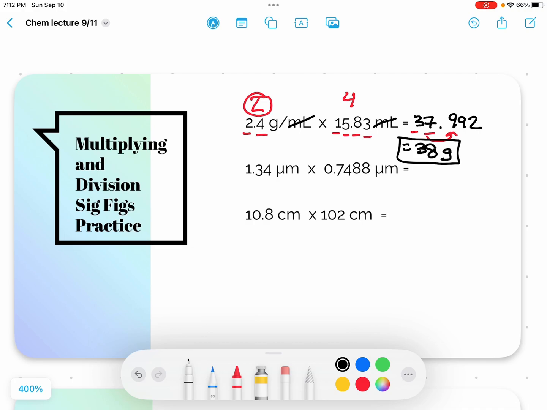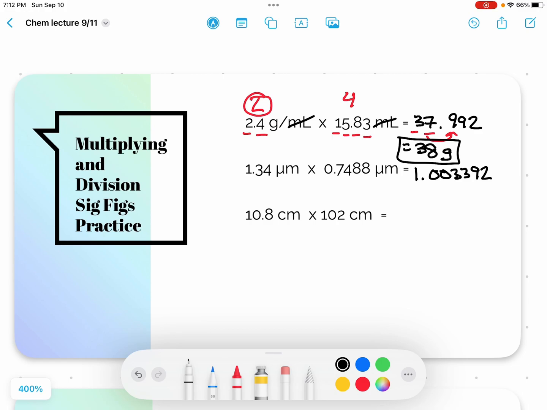Okay, next one, I have 1.34, that's a micrometer, so that's a very, very small number. So we have 1.34 times 0.7488 micrometers. When I multiply these two numbers together, you should get an answer of 1.7400392.